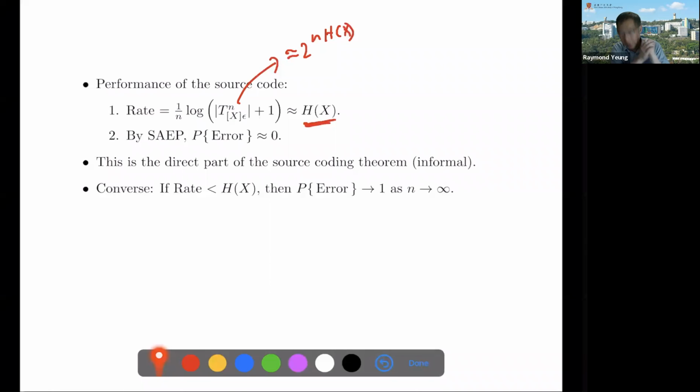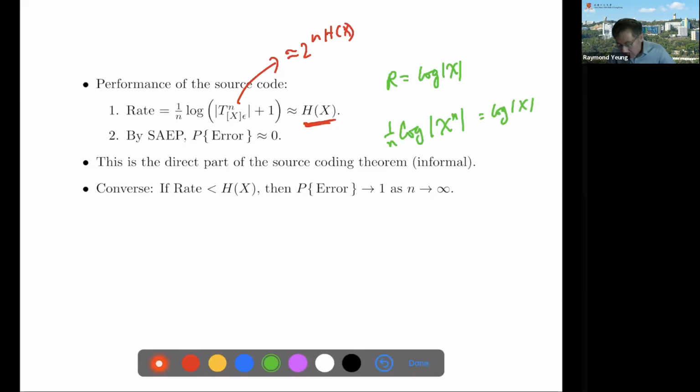Now, the converse part of the source coding theorem, which I won't cover here, is that if you use a rate strictly less than the entropy of X by a small quantity, no matter how small, which doesn't change with n, then no matter how clever you are in the data compression, you cannot succeed. By the way, this is called data compression. If you don't compress, then you need to use a rate equal to the log of the alphabet size. If you encode everything in the set of all sequences, you take the logarithm and divide by n, and you get the log of the size of the alphabet.